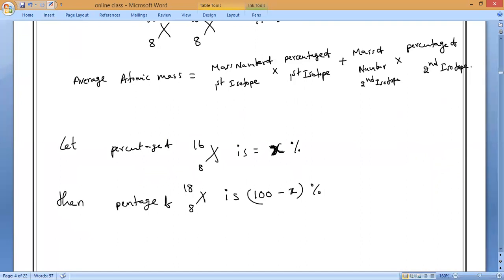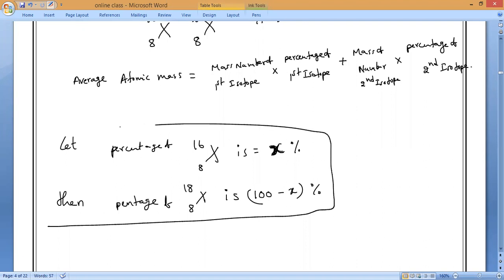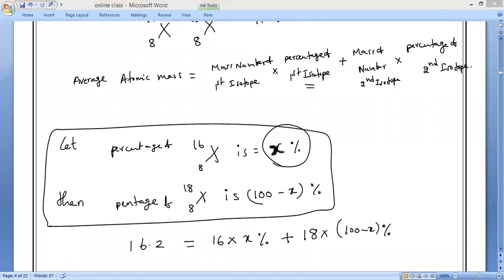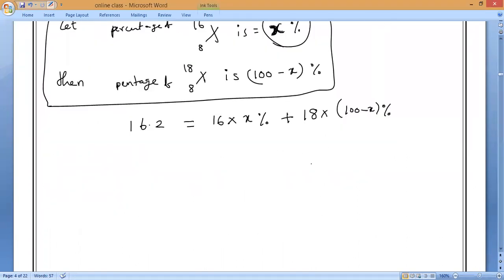What is the average atomic mass they have given? 16.2, which is equal to the mass number of first isotope, 16, into the percentage we assumed, X percentage, plus the second one: mass number 18, into the percentage, 100 minus X. Are you clear, everybody? Shruti, X is approximately correct, but not exactly correct. You have to make it very clear. Mr. Rohit, be present of mind and solve.